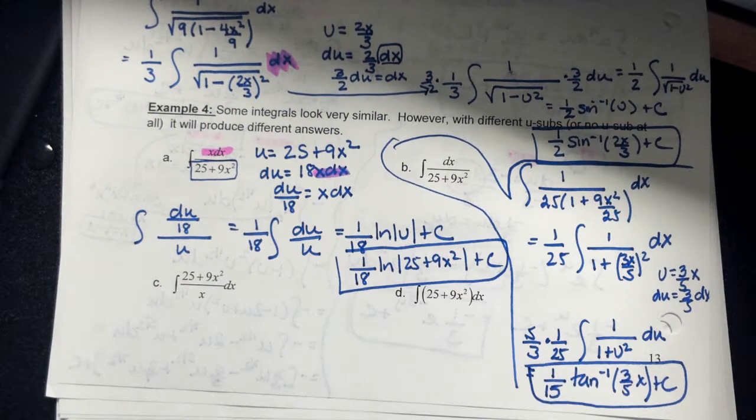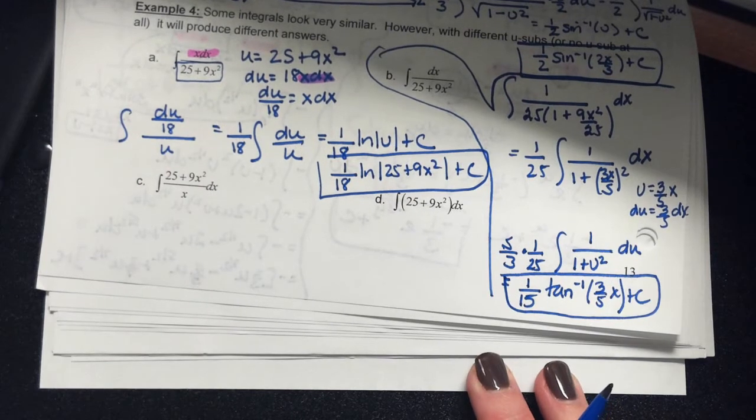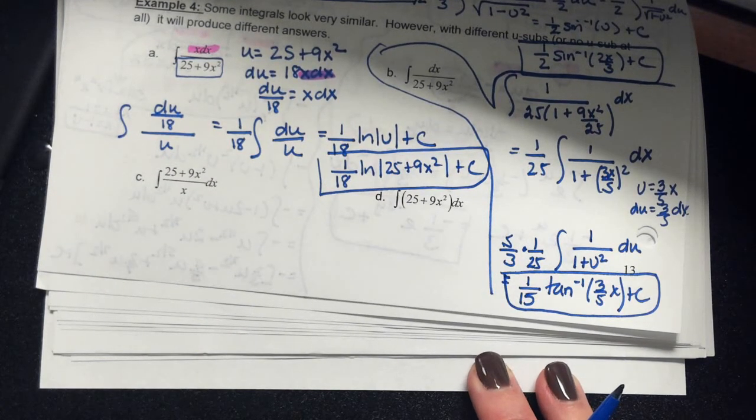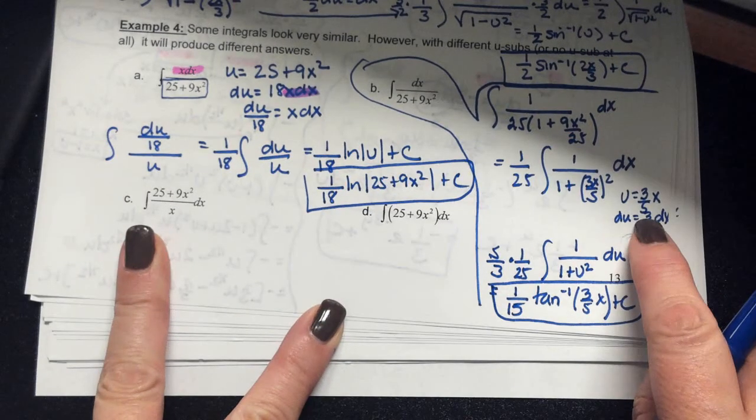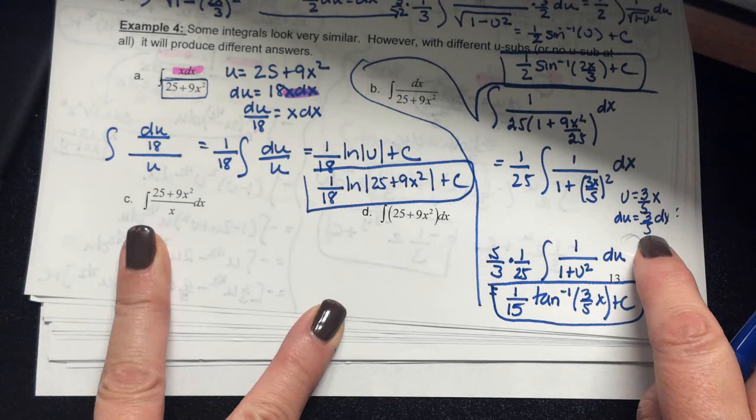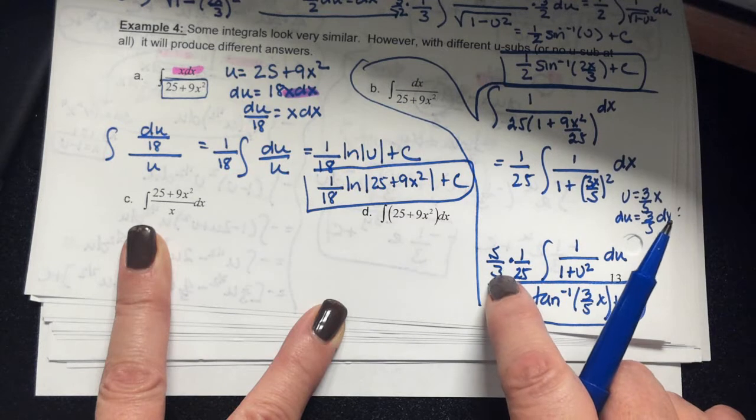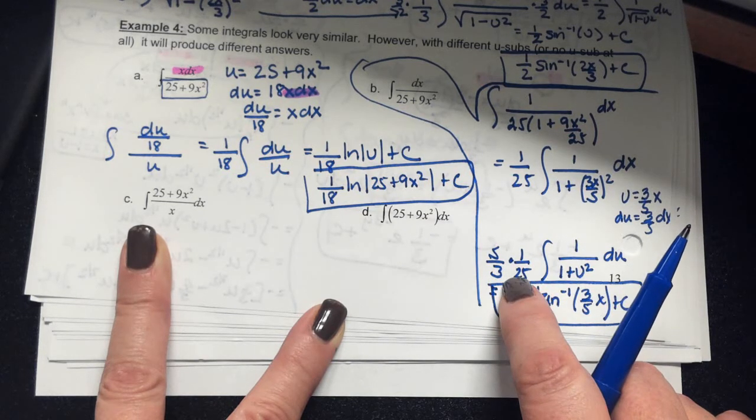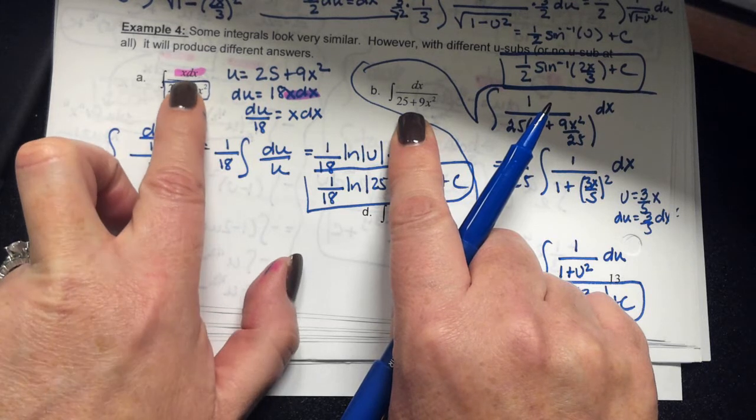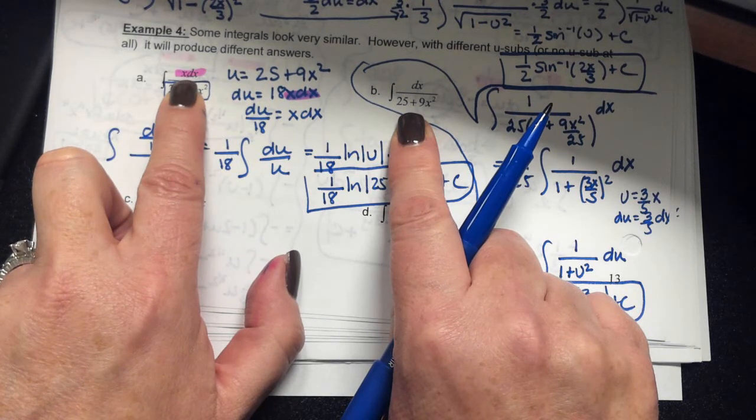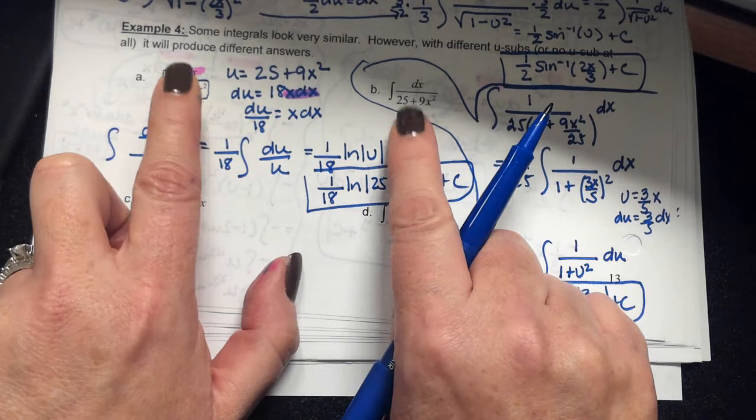Okay, guys. So hopefully we ended up with 1/15 times your inverse tangent of 3/5 x plus c. Again, when you let u be equal to 3/5 x, your du is 3/5 dx. So we have to divide by 3/5, which means we multiply by 5/3. So we know we have to pull out the 5/3 and multiply by 1/25. So like I said, A and B look like almost identical integrals. But that one x on the top completely changes the way you approach it. All right? So any questions on the difference between A and B?